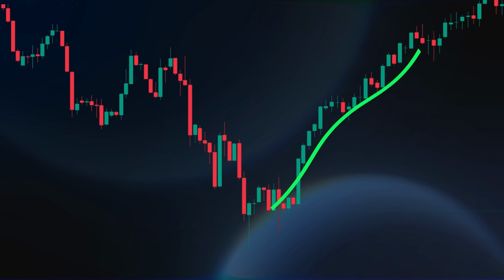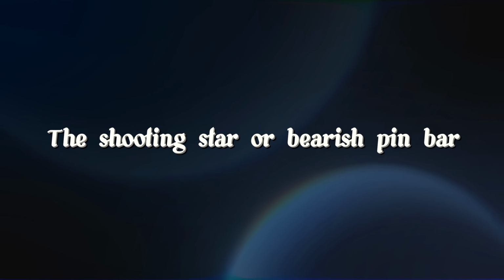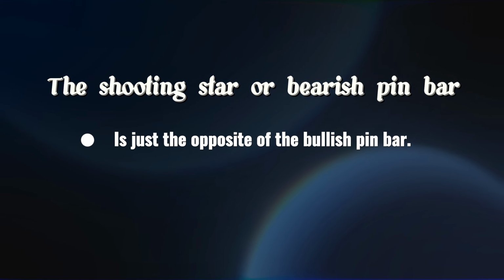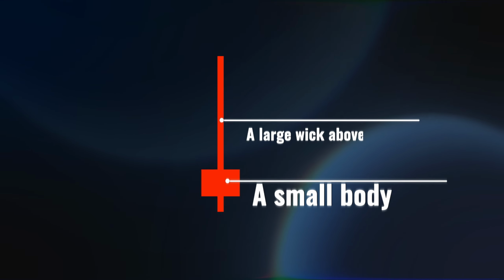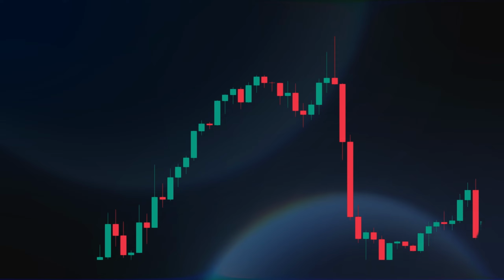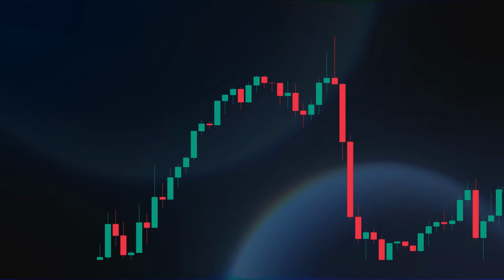The shooting star or bearish pin bar. The bearish pin bar is just the opposite of the bullish pin bar. It is a red candle, actually color doesn't matter, with a small body, a large wick above the body, and a tiny or no wick below the body. When this pattern occurs in an uptrend, it indicates a reversal to the downside. When this candlestick forms near a resistance level, it should be taken as a high probability setup.